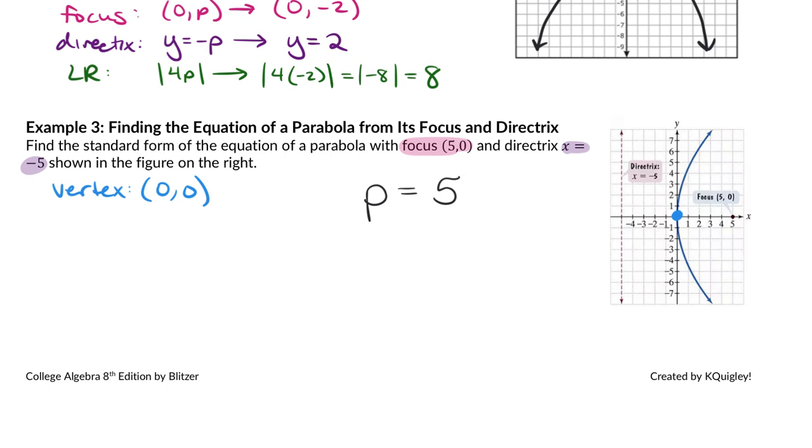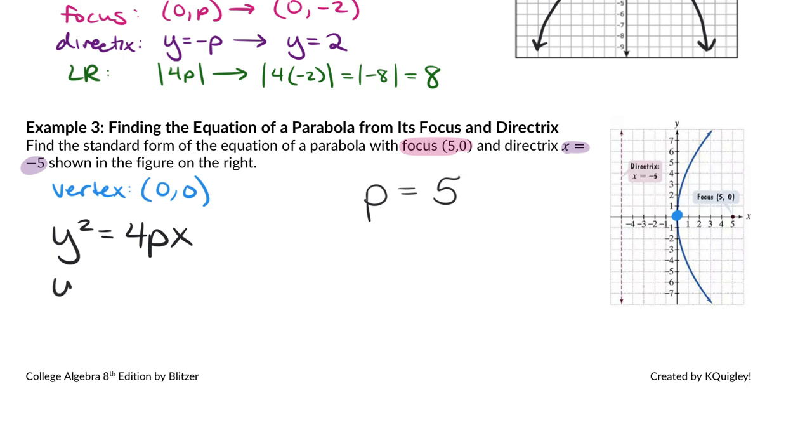Since this is an opening sideways graph, I'm going to use the y squared equal to 4p times x situation. Because the up and down one is normal, where it's y equal x squared, the side to side one is x equal y squared.